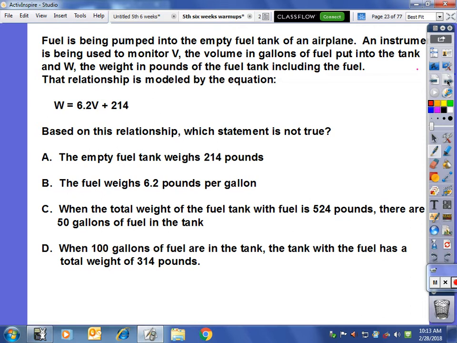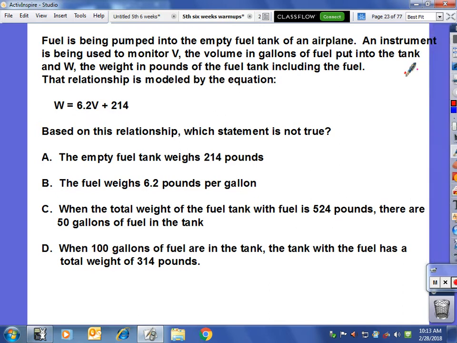Fuel is being pumped into the empty fuel tank of an airplane. An instrument is being used to monitor V, the volume in gallons of the fuel put into the tank, and W, the weight in pounds of the fuel tank, including fuel. The relationship is modeled by the equation W equals 6.2 V plus 214. Good job, Ashley.